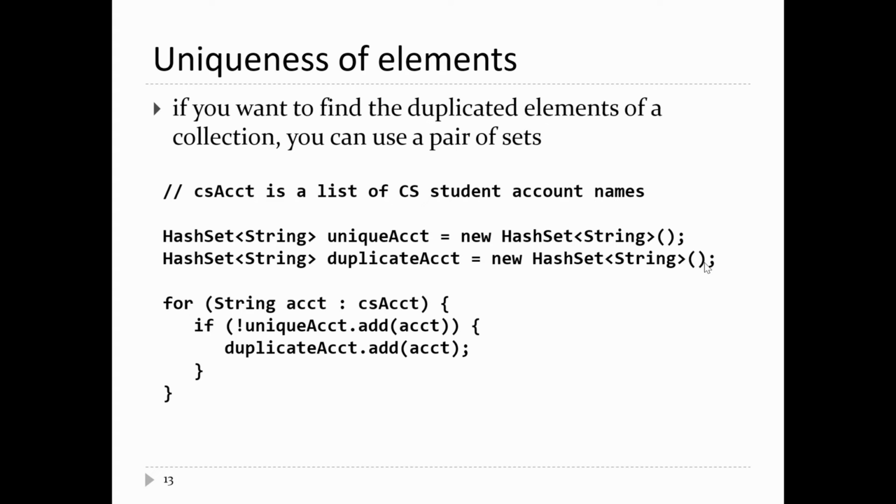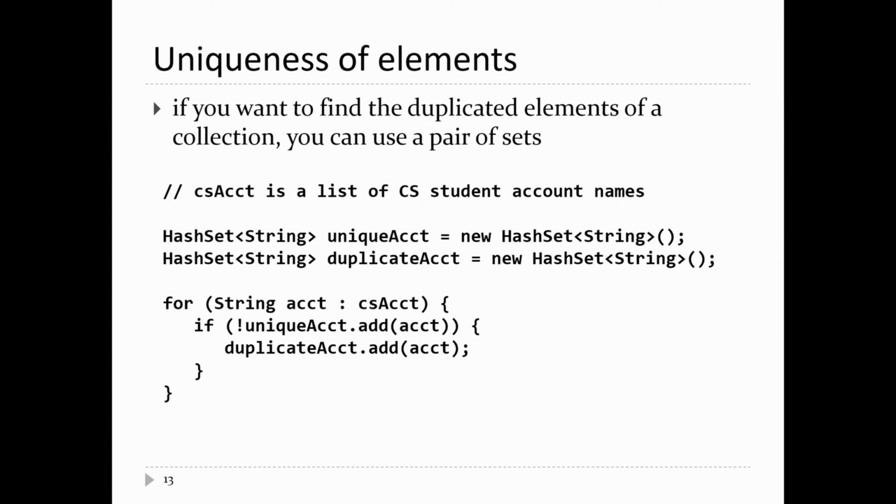Now I'm going to loop over the original list. I'm going to try to add each account name from the original list to the unique account set. The add method for a set returns true if the element is successfully added to the set. It returns false if it's not added, or in other words, it returns false if the account name is already in the set.